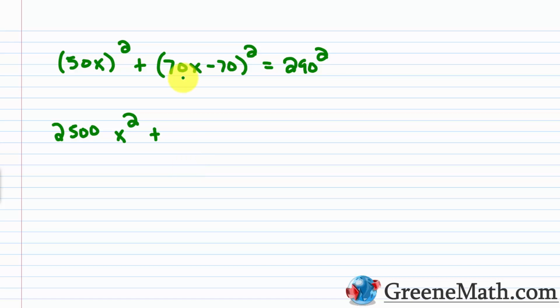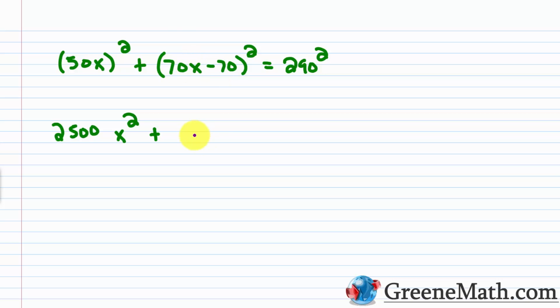A lot of students, again, I've said this throughout the course, they say this is 70x squared minus 70 squared. Okay, that is wrong. Don't do that. Remember, if you have something in here with addition or subtraction, you've got to expand it. Remember our special products formula. You can use that here to do this pretty quickly.